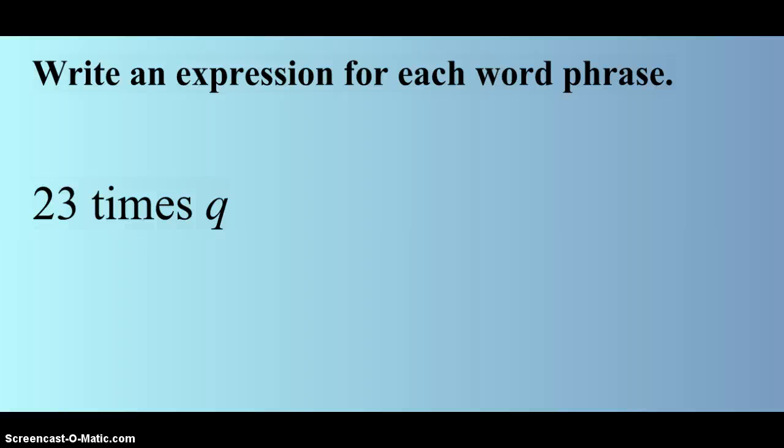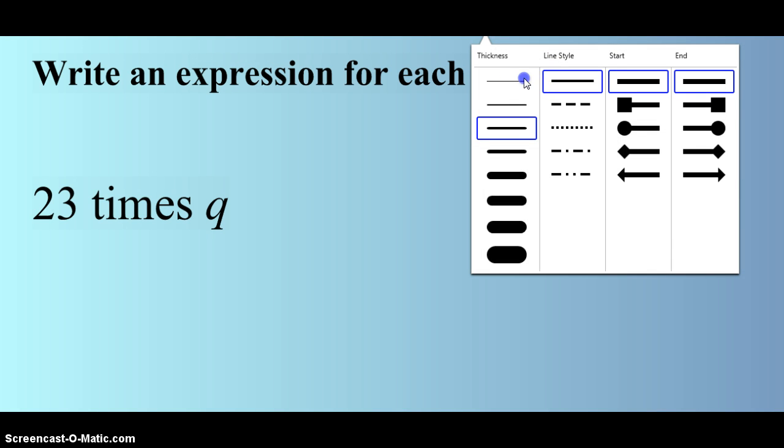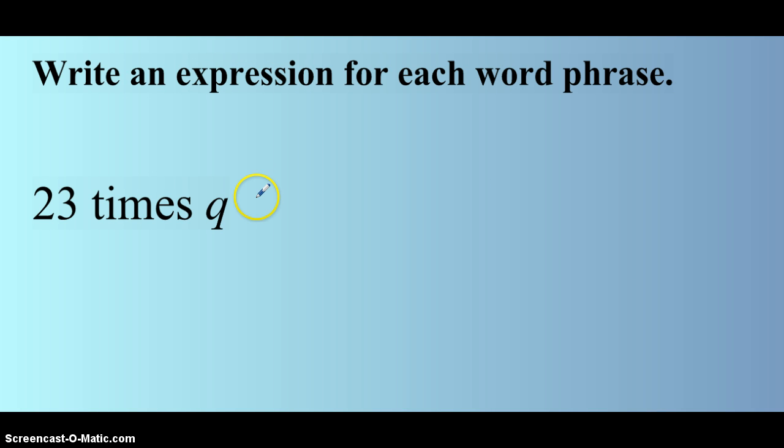Copy this one down and let's do this one. This one should be a rather easy one because it says write an expression for 23 times q. Well, times of course means that we're going to multiply. So that's just going to be a basic 23q.